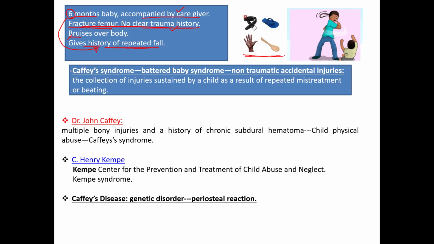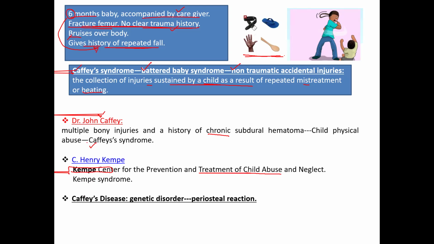So it goes by the name Caffey syndrome or battered baby syndrome, or the modern name is non-accidental injuries. These are a collection of injuries sustained by the child as a result of repeated mistreatment or beating. That is abuse. So why is it named Caffey syndrome? Because John Caffey first described these multiple injuries along with subdural hematoma. There was a center called Kempe Center where they used to admit this type of patient for rehabilitation, so by that name it is also called Kempe syndrome.